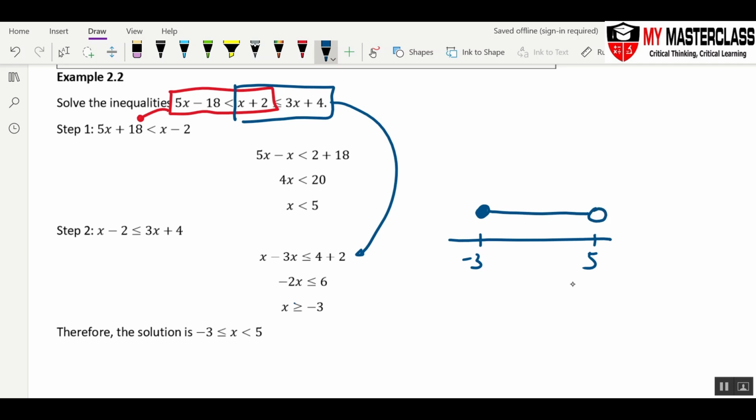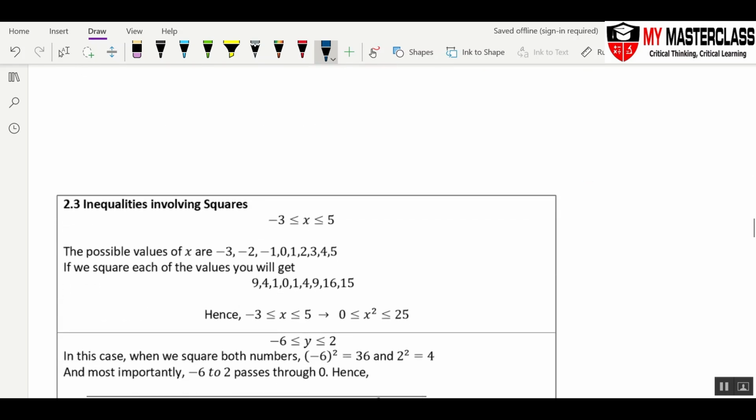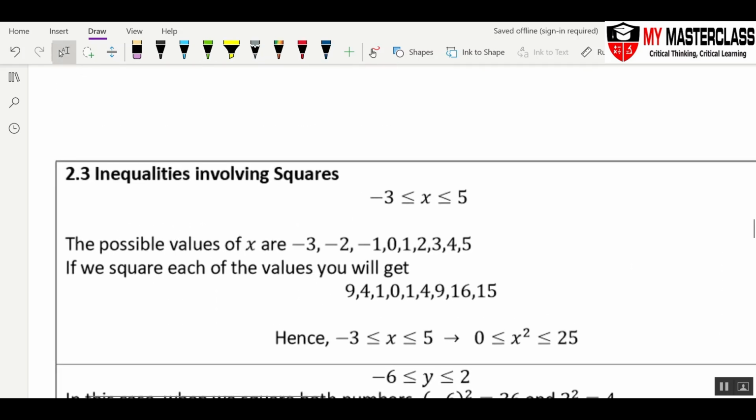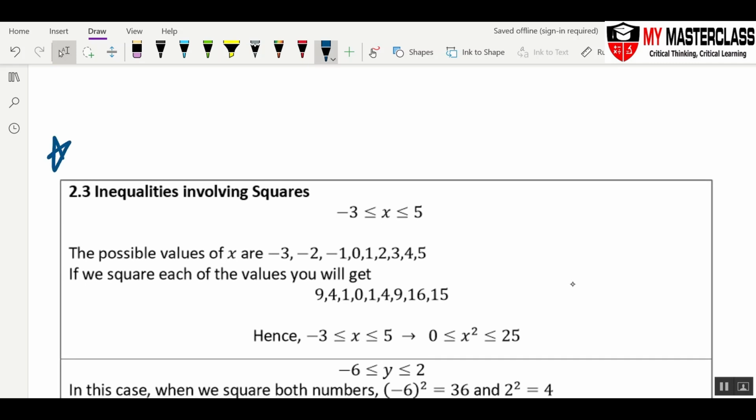That's why we represent the answer in an in-between format: x is greater than or equal to -3 but smaller than 5. So the gist of it is to work out the first inequality first, then the second inequality, then combine the two inequalities. This is a type of question that students will always get wrong, so I wrote that as a concept first.